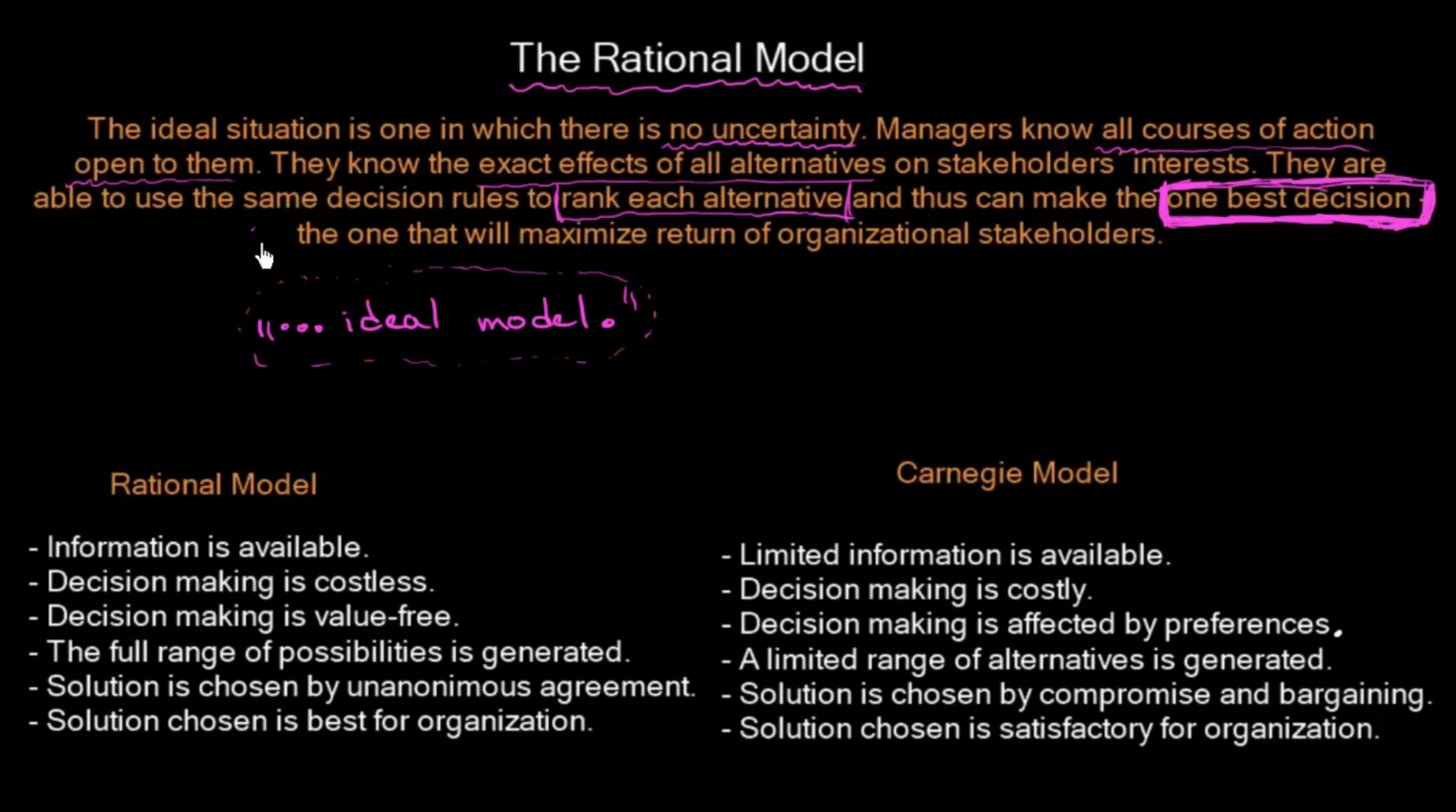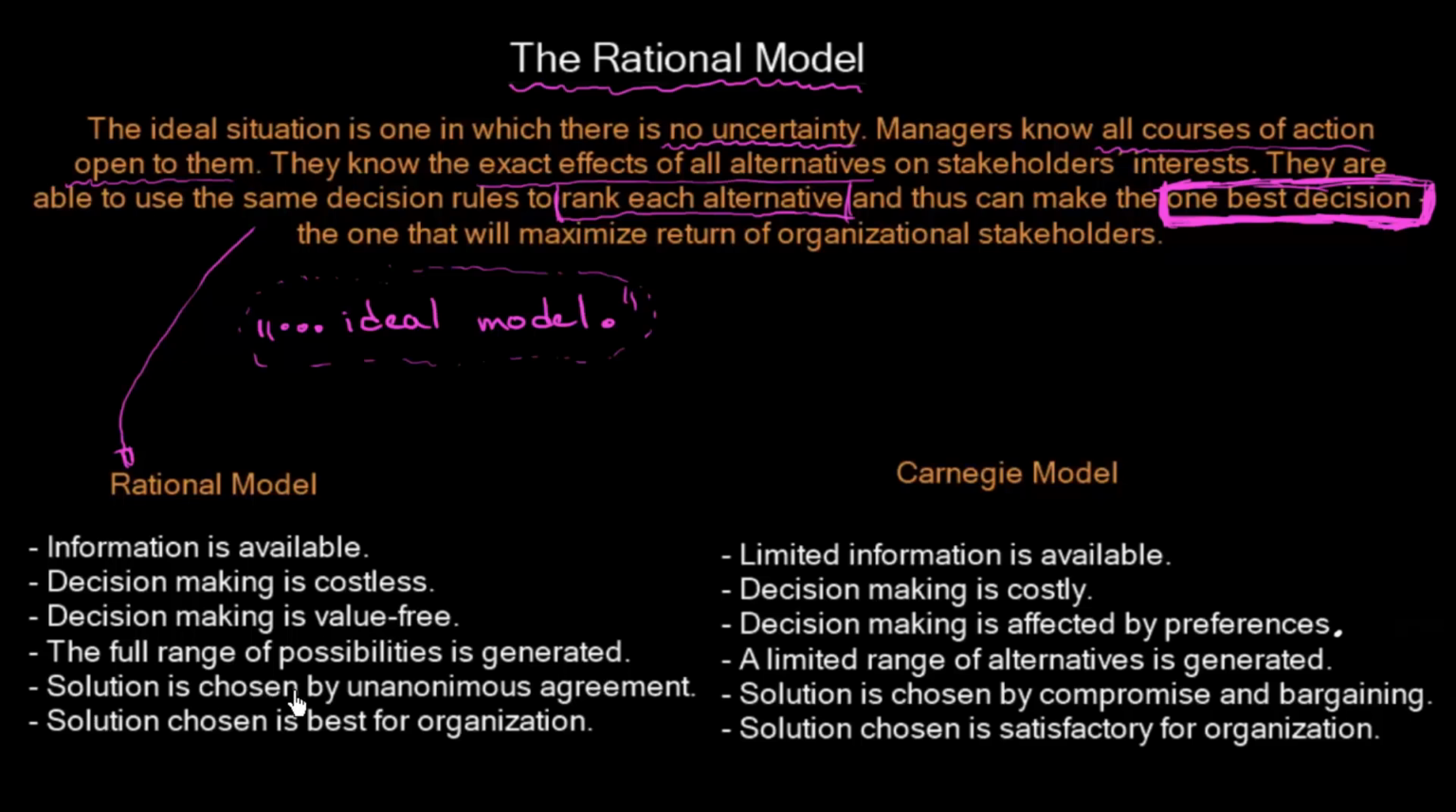Now let's see a quick summary of what we have just talked about, and later on in the upcoming video we are going to compare the rational model, which is the ideal situation, with a Carnegie model, which is sort of reality based. So the rational model: all information is available. Well, we said that's not possible, but that's ideal for us. Then decision making is costless. Let's imagine that there is no time invested in decision making, and in that case it would be costless, of course. Then decision making is value free, and the full range of possibilities is generated. You can't, of course, generate all the possibilities that you have.